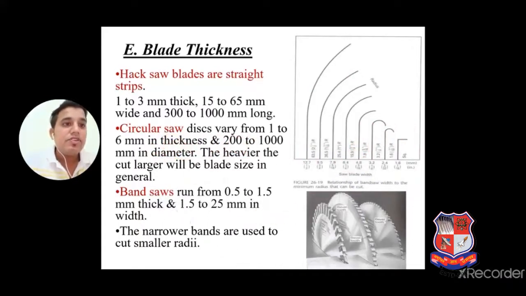Then the circular saws, you can observe here. Circular saws are 1 to 6 mm in thickness and 200 to 1000 mm in diameter. The heavier the cutter, the larger the blade size in general. In a circular saw the cutter radius is very important. And band saws run from 0.5 to 1.5 mm thick and 1.5 mm to 25 mm in width. The narrow blades are used to cut small radii. So these are the three most important blade thicknesses.